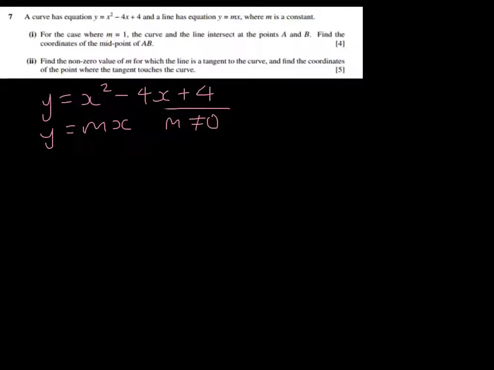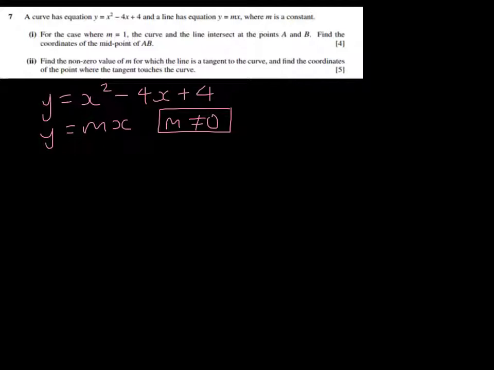Cool, so we've got an equation of a curve, which looks kind of nice. It looks like a quadratic: y equals x squared minus 4x plus 4. And this line, where we don't know the value of m, but we know that m is not 0. So I'm going to write a note for myself that m cannot equal 0. We're supposed to find the value of m so that this line is a tangent to the curve, and we're also supposed to find the coordinates of the point where the tangent touches the curve.